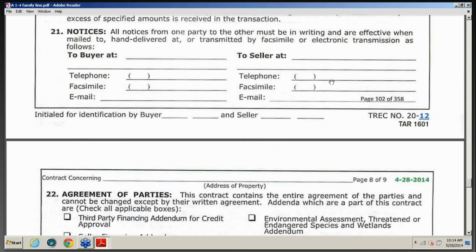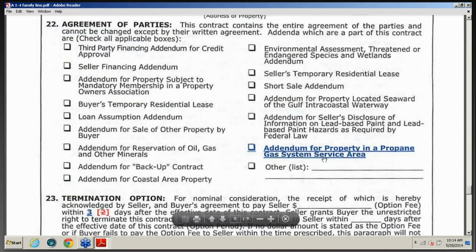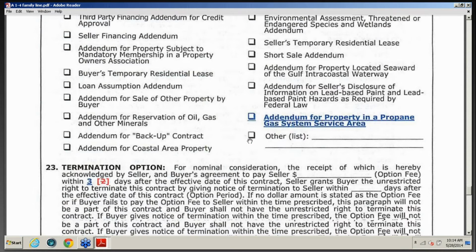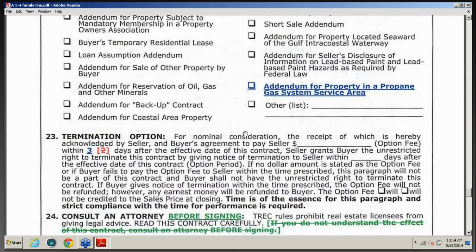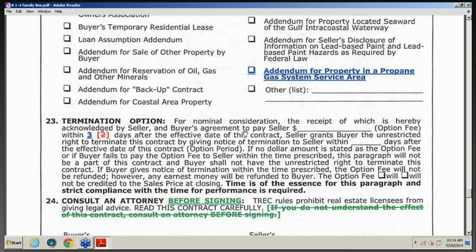The other change that we had was, of course, because we have that addendum for property in a propane gas system service area, we've got that added to the notices in paragraph 22, the attachments. And this will make everyone extremely happy. I am just dancing right now. I'm so excited about this one.